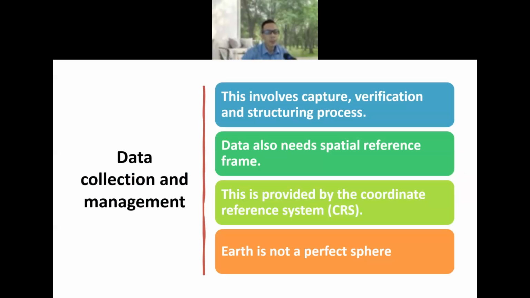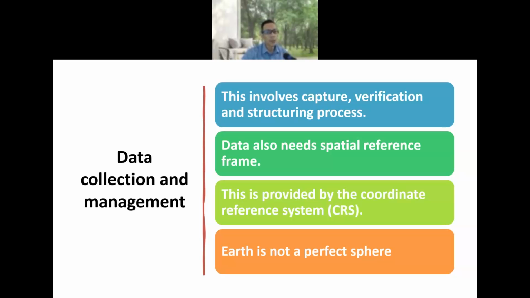So, data collection and management. You need to capture, verify, and do some structuring process. All right. You need a spatial reference frame. This is sometimes confusing, but we will go to that later. But for now, remember this as spatial reference frame. So this spatial reference frame is provided by the coordinate reference system. Because why?